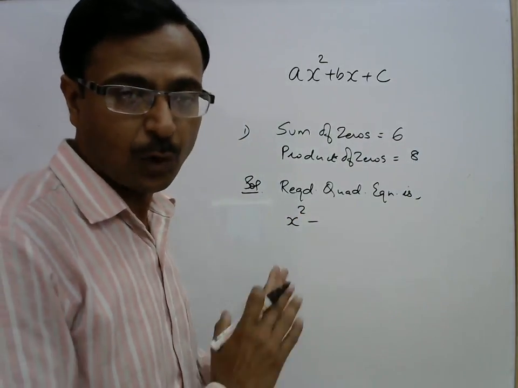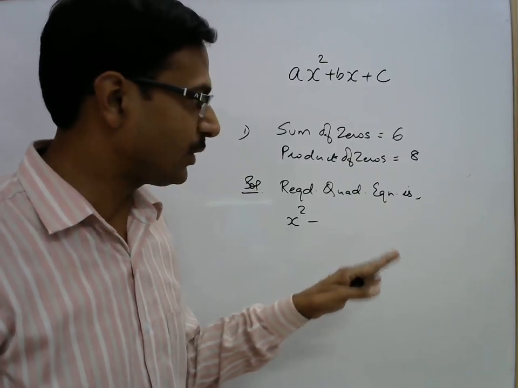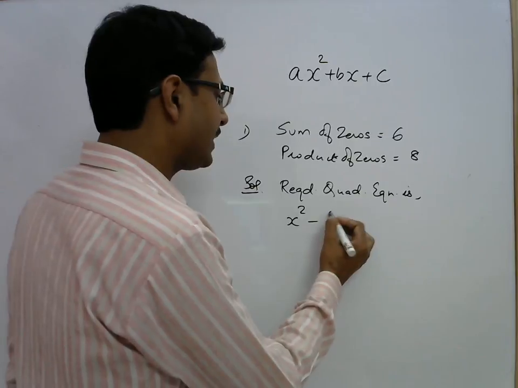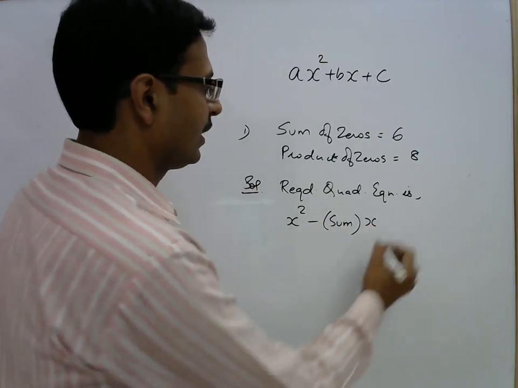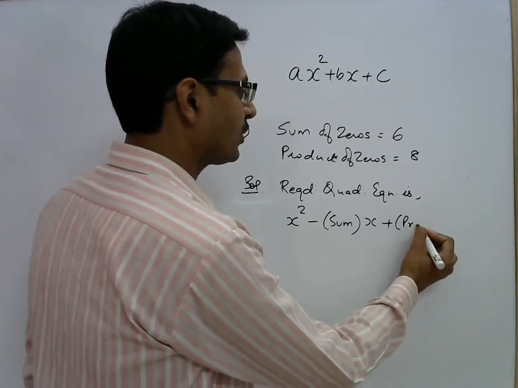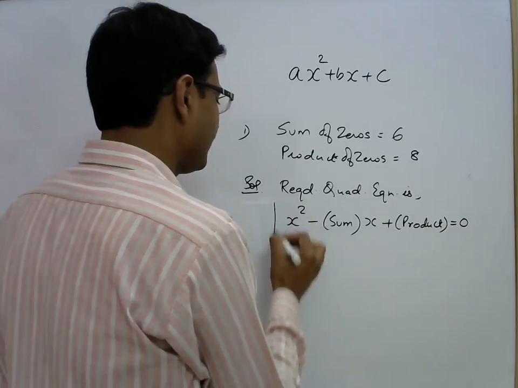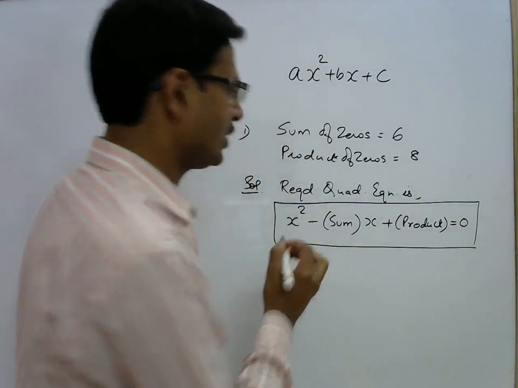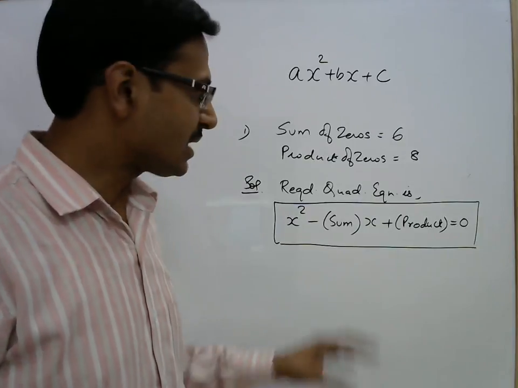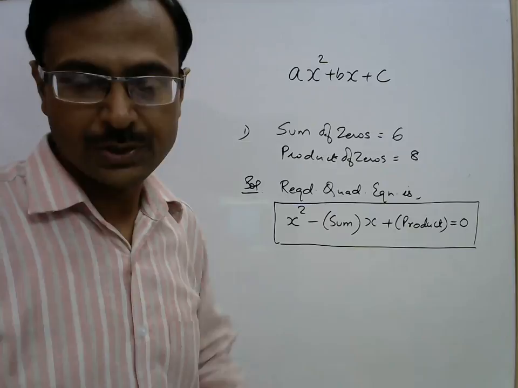Now this is the formula which I am writing. So we will be using this formula in all the questions which we are doing today. x square minus sum of zeros into x plus product of zeros equal to 0. Now this is the important formula which we will be using today. So x square minus sum of zeros multiplied by x plus product of zeros equal to 0.